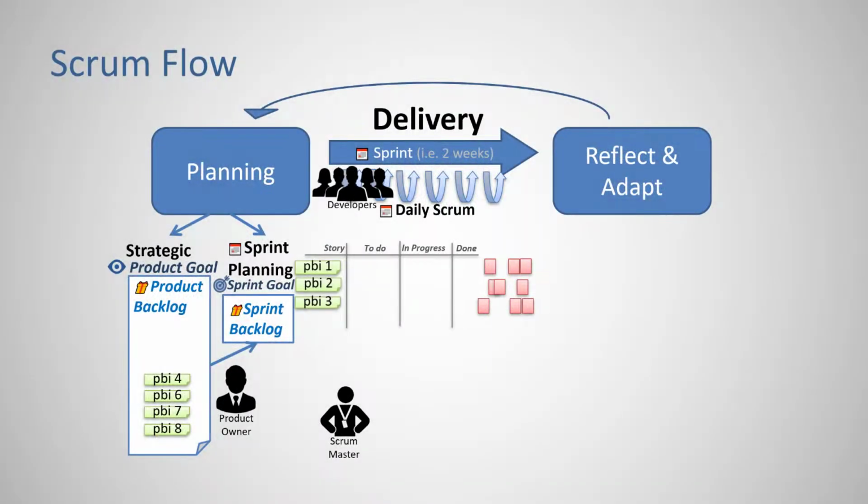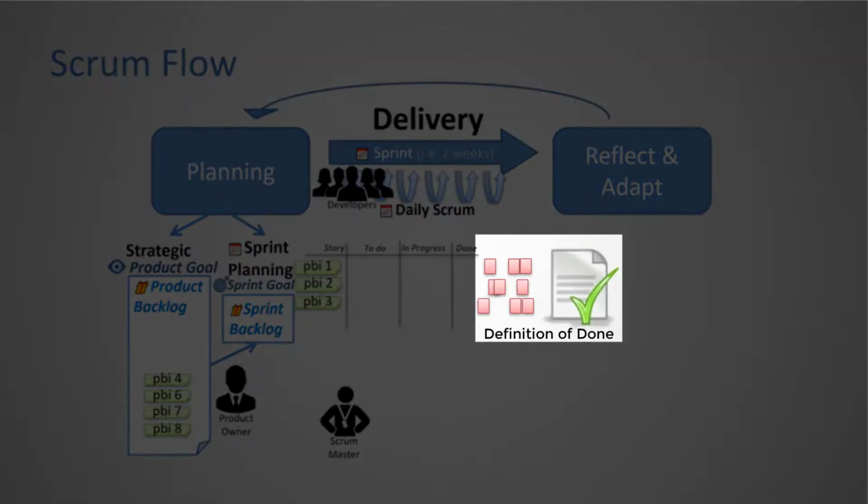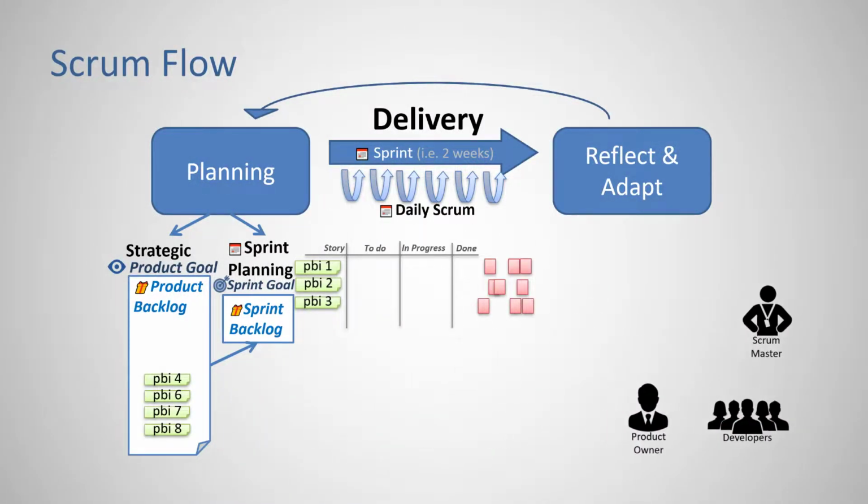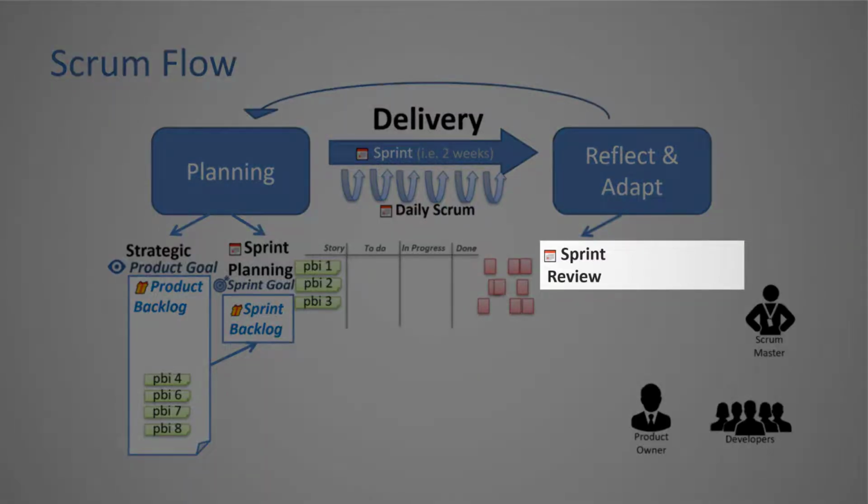In order to say that the product backlog items are done, they need to meet the quality standards defined in the definition of done. At this point, the Scrum team will reflect and adapt about the sprint in 2 ways: regarding the product in an event called Sprint Review, and regarding the team effectiveness in an event called Retrospective.